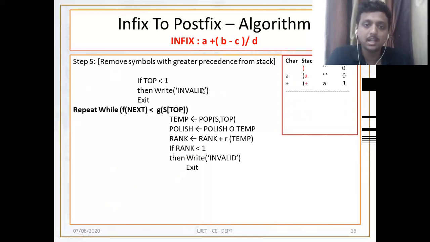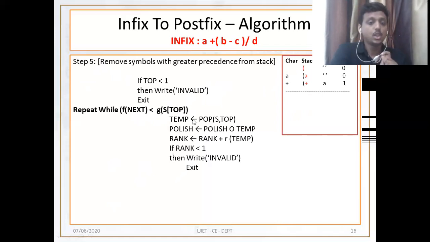Now compare plus precedence with g of s of top. Focus on the mouse pointer position. Top is pointing to A. The highlighted variables are at the top position, or top is pointing to the red highlighted variable. So here compare plus with A. Plus has the lower precedence and A has the higher precedence. So here f of next less than g of s of top: this condition is satisfied successfully.